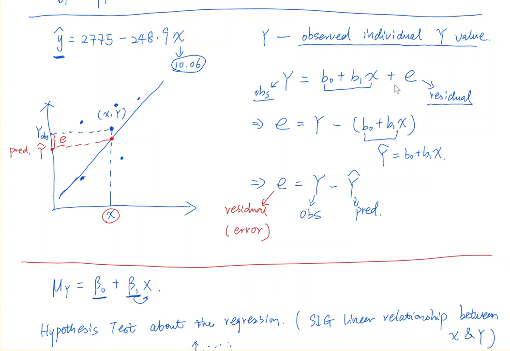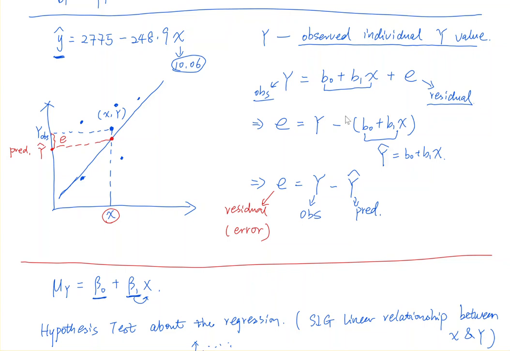Right? So the same idea: if you want to explain or describe the observed value of y, you will use the regression b0 plus b1x and then plus an error term. And this error term is so important in our regression, so we have a special name for it. We call this error term the residual.